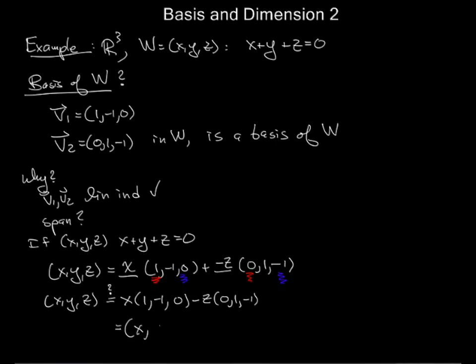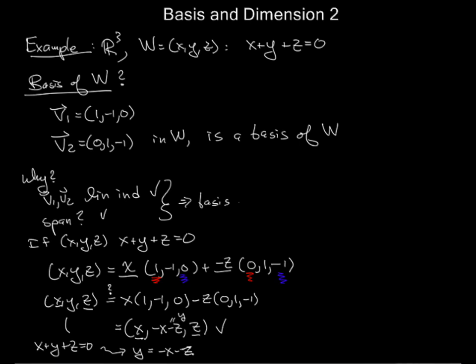Well, the only problem is the middle coordinate. So on the right-hand side, I have minus x minus z for the middle coordinate. On the left-hand side, I have y for the middle coordinate. And is it true that y is equal to minus x minus z? Well, yes, because the sum of the three coordinates is 0. So you're in good shape. So this W has a basis consisting of two vectors.